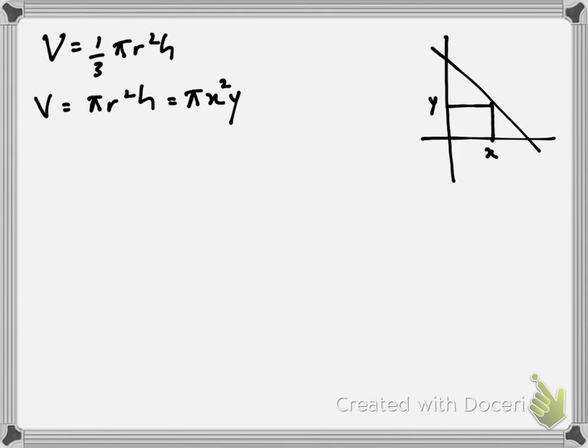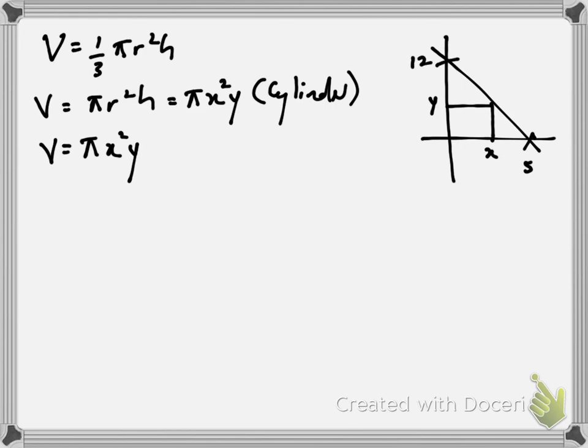Okay, cool. So let's form the function for the volume of a cylinder and eliminate y and see where we go. So the volume of the cylinder would be pi x squared y. So we have to find how y and x are related. So this would be 5, that would be 12.